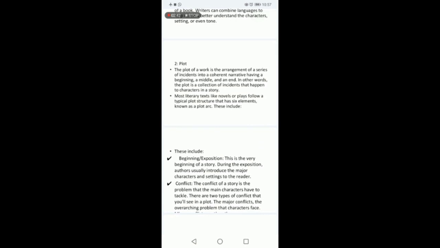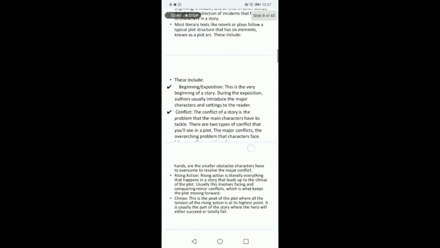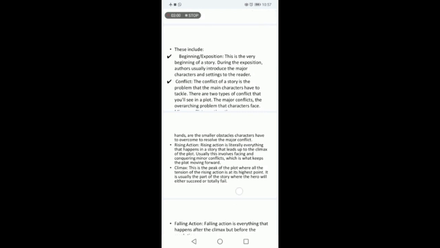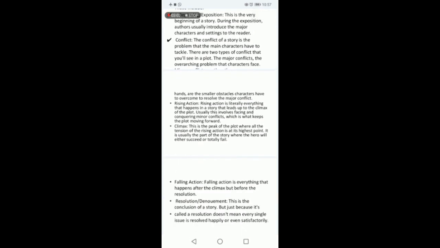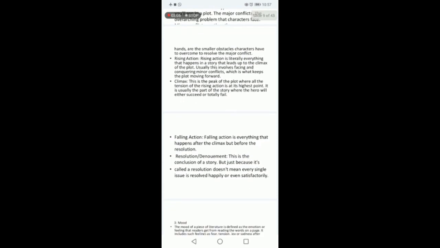When we talk about plot, it has a sequence of the arrangement of the series of incidents. It starts with the beginning, gets to a conflict. A conflict is the problem that the text is trying to address. Then you talk about rising action, climax, then falling action, resolution, or denouement. And this is just like an arc. You see a half moon, an arc, starting from the beginning, getting to the crescendo or what's called climax, and then falling down again into resolution or denouement.